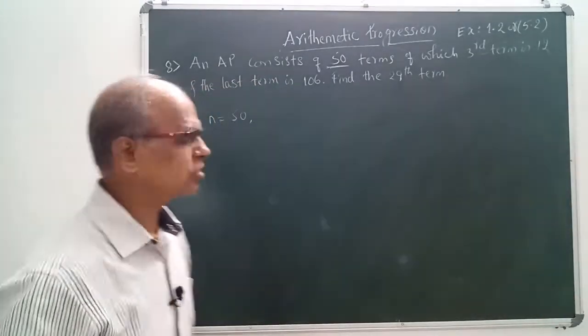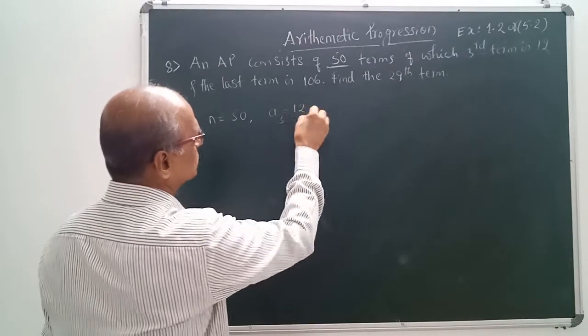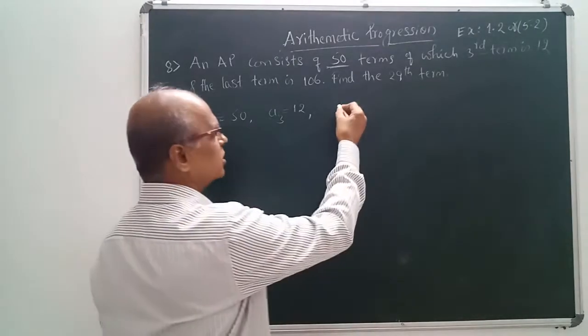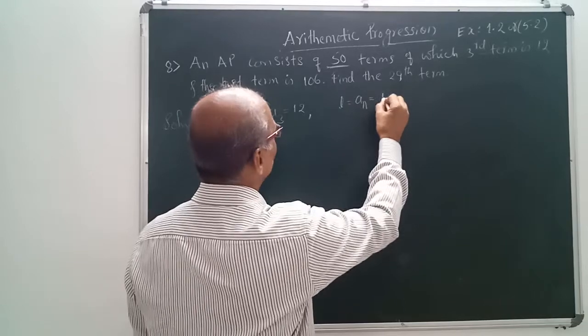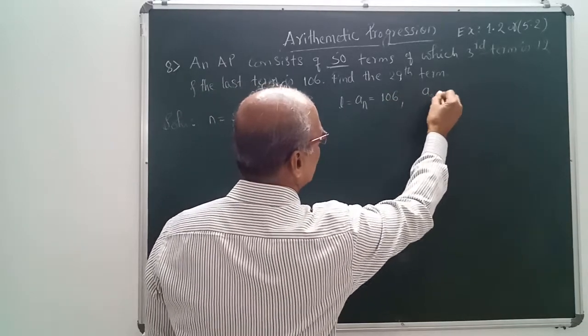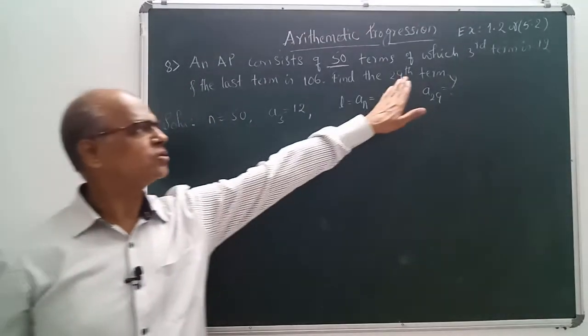Now out of which the third term is 12. They have given the third term. That means A3 is 12. And the last term is 106. Last term you can take as L is equal to An, which is equal to 106, and you have to find A29. So the question mark is the 29th term you have to find.